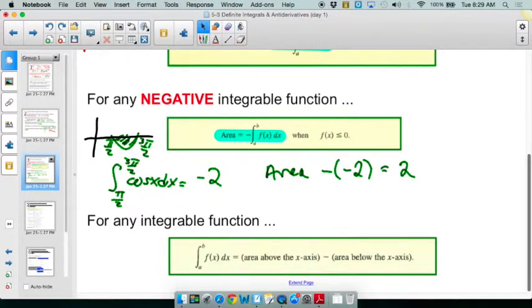Okay. So when we're talking about positive functions, the area and the integral are one and the same. When we talk about negative functions, the area and the integral are opposites.